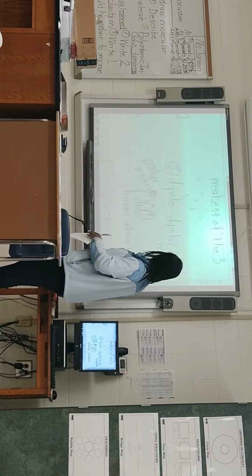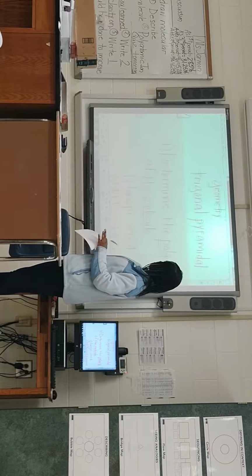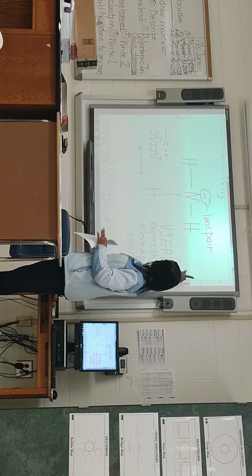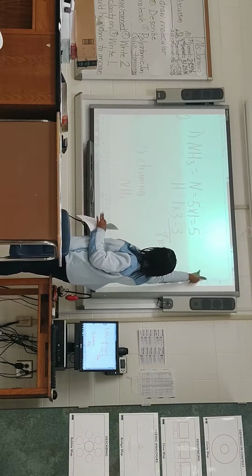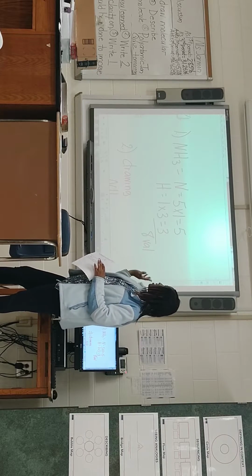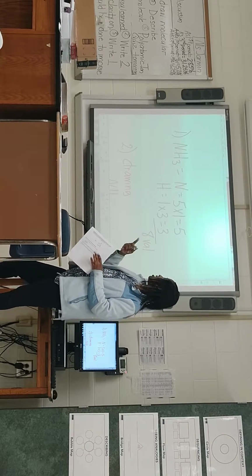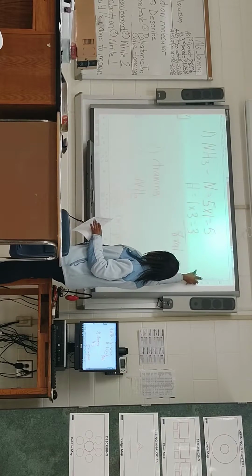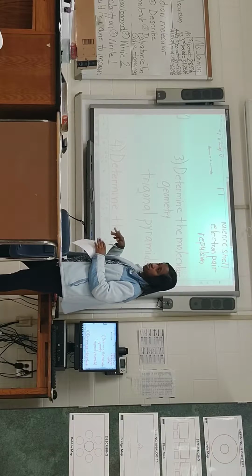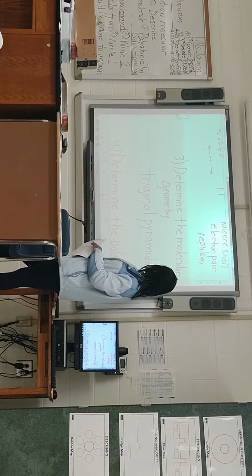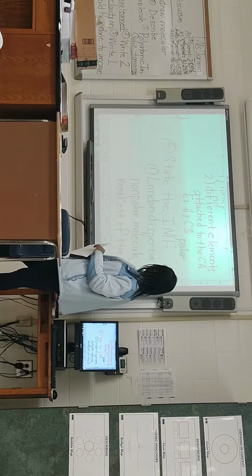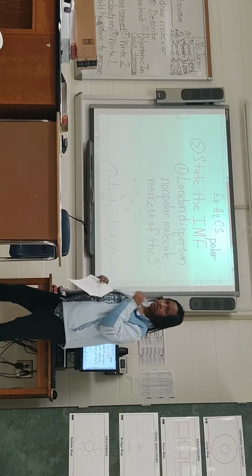Okay, like I said, it looks like a lot because I've done a lot of explaining, but once you do it, it's going to become quicker and much easier. Step number 1, write your valence. Step number 2, draw it out. Step number 3, tell me which molecular geometry it is based on your sheet. Step number 4, tell me the polarity of the molecule. And step number 5, state the IMF.